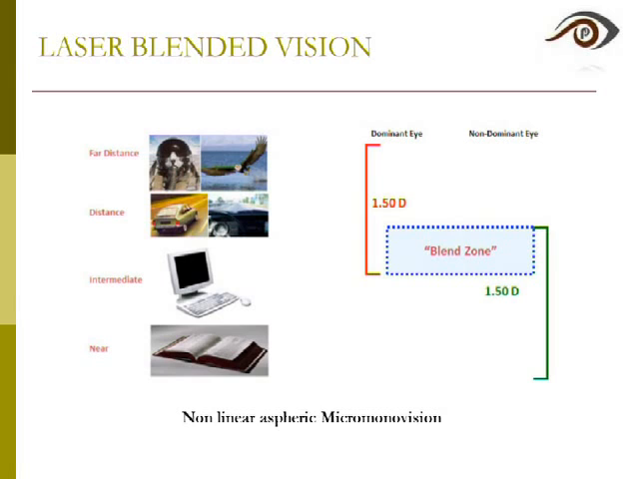So what exactly do we do in laser blended vision? We correct the dominant eye for the distance vision, and we make the non-dominant eye myopic by 1.5 diopters. Not only are we correcting the dominant eye for distance vision, we also increase the depth of focus by 1.5 diopters in both the dominant and non-dominant eye.